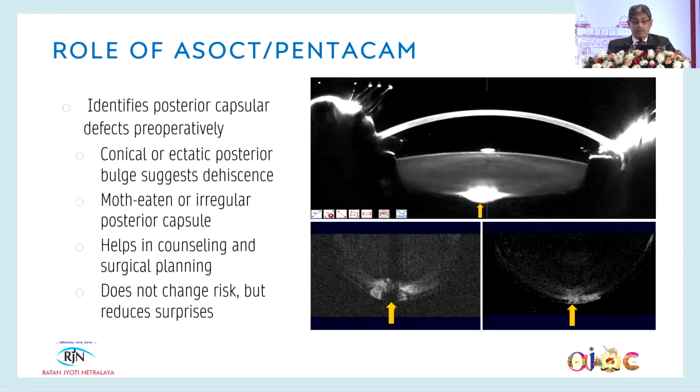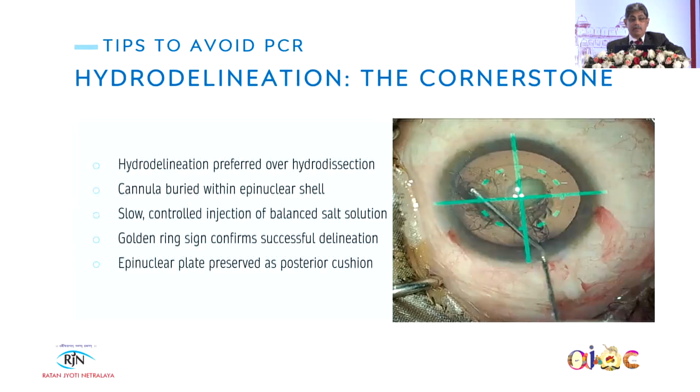The important thing we can assess beforehand is by doing ASOCT or Pentacam. As you can see, there is a posterior cone in the Pentacam Scheimpflug imaging, or there is a moth-eaten or irregular posterior capsule, as you see in the bottom pictures. These are from our own Pentacam pictures.